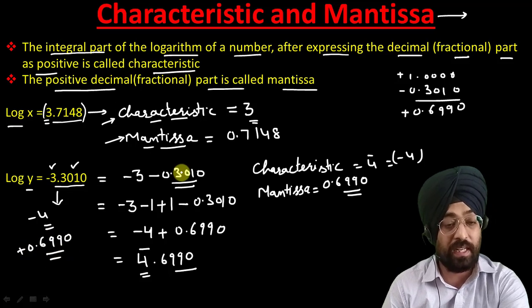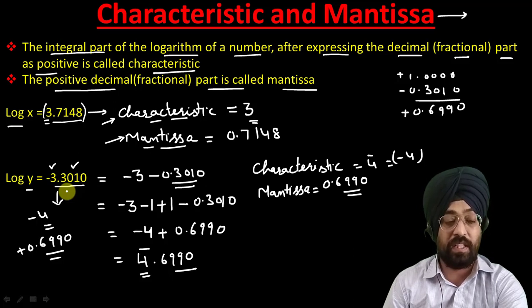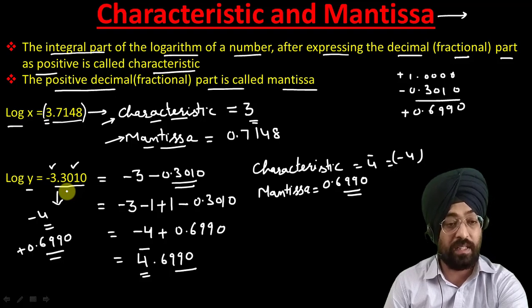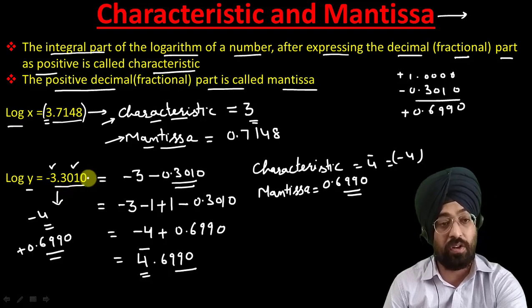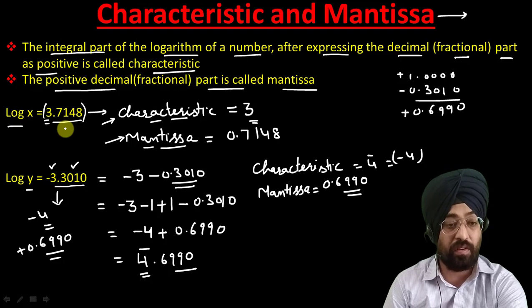So the only thing that we have to take care of is that this decimal or fractional part must be a positive number. If it is a positive number, then it is quite easy to find characteristic and mantissa. The integral part, the number before the decimal, is called characteristic, and the number after the decimal is called mantissa, provided the decimal part is a positive number. If it is positive, it is well and good. If it is not positive, then we can take the help of this method to make it positive.